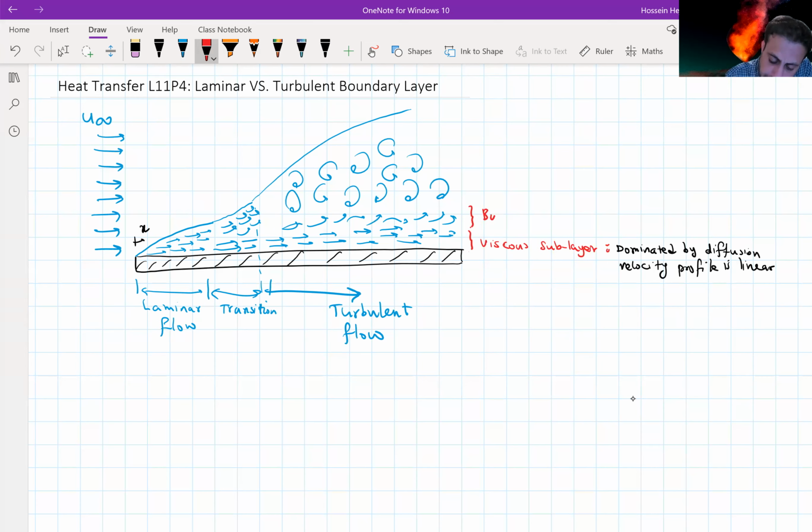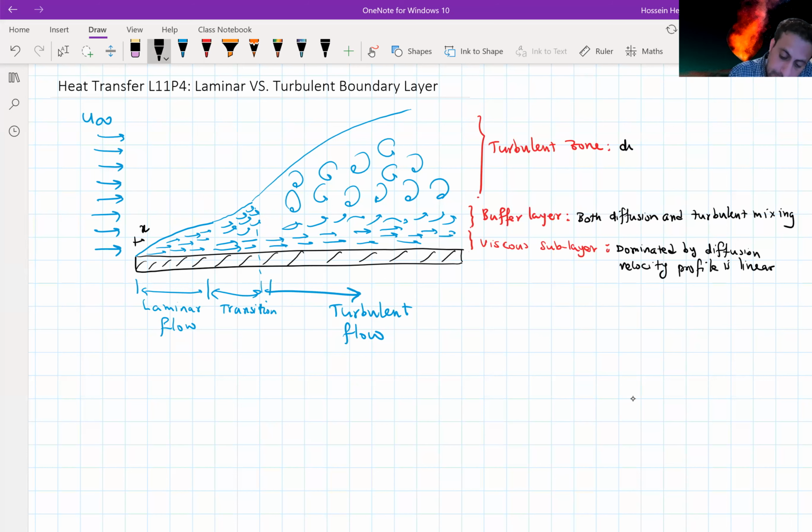we have a second one, we call it the buffer layer. And that's essentially the transition from this viscous sublayer to the turbulent one, and the mixing happens by both diffusion and turbulent mixing present here. And above that, this is where we have the turbulent zone, where it's dominated by turbulent mixing.